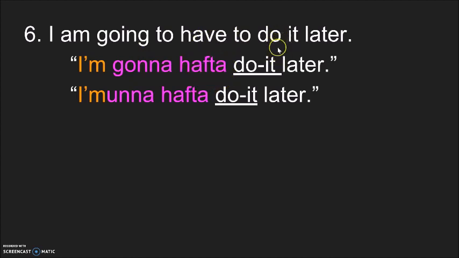And then the two vowels here, the vowel of do and the vowel in it, pushing together. You don't hear do it. You hear them linked together. Do it, do it. This first pronunciation here, I'm gonna have to do it later. I'm gonna have to do it later. Do it. My even more reduced pronunciation, I'm gonna have to do it later.